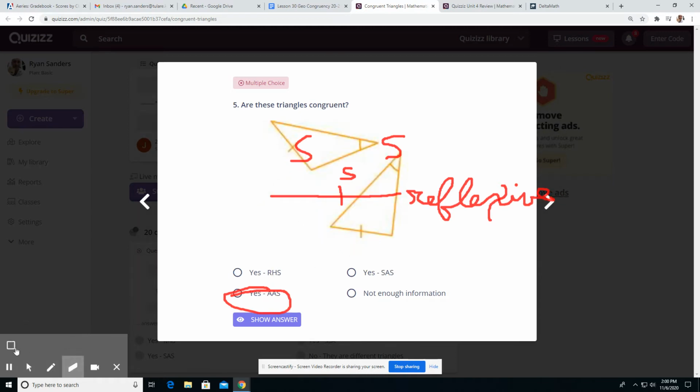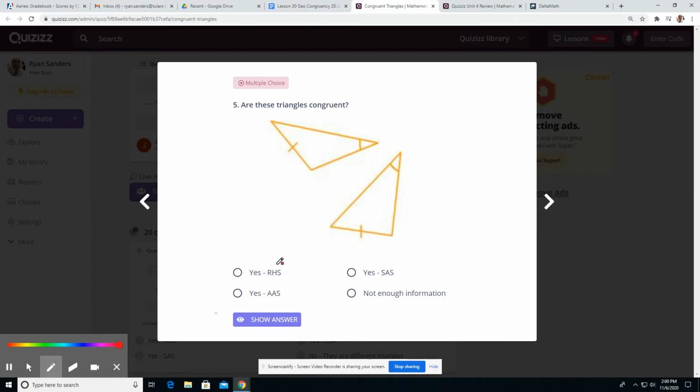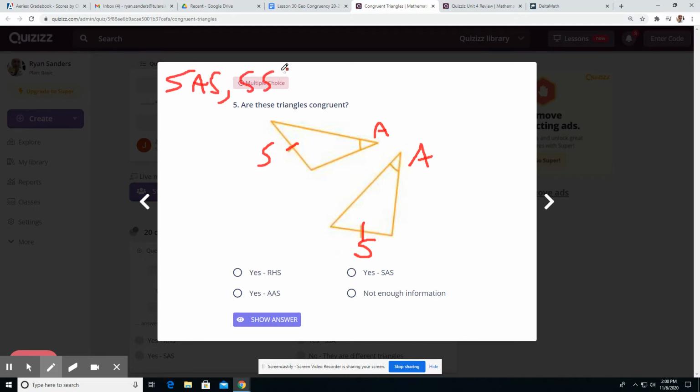We need to start getting used to our vocabulary. We'll be needing it soon when we start doing proofs. One side that matches, one angle that matches. Is that enough? Go through it if you need to. Side, angle, side, side, side, side, angle, side, angle, angle, angle, side, hypotenuse, leg. Nope, not enough. You need at least 3 parts unless you have a right triangle. 2 parts are not enough.